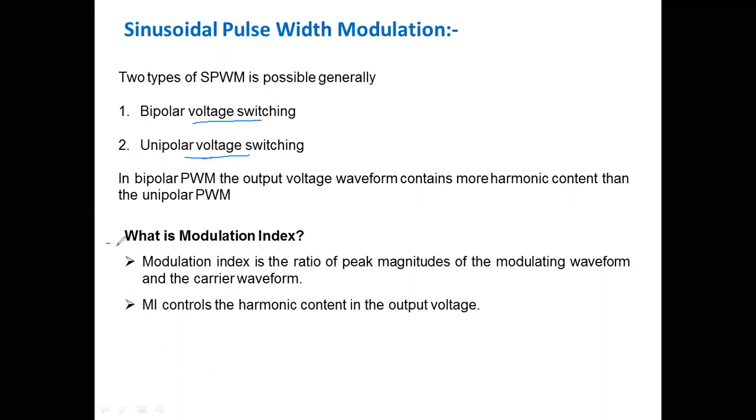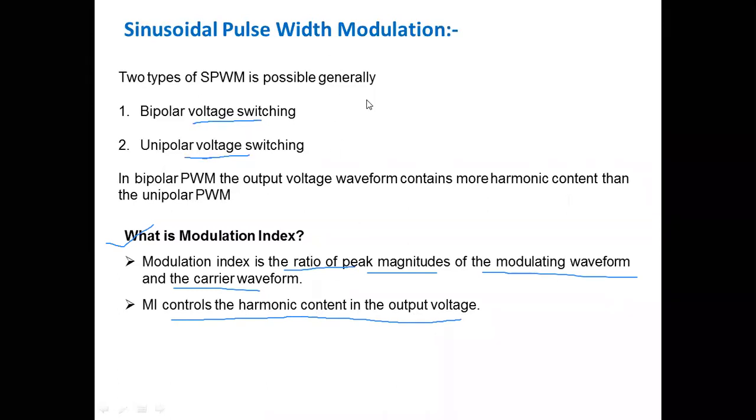Now, what is modulation index? As we studied earlier, the modulation index is the ratio of the peak magnitude of the modulating waveform, that means your reference signal, and the carrier waveform. The ratio of the peaks of these two is known as your modulation index. The modulation index controls the harmonic content in the output voltage. That is, in your inverter output voltage, it will control the harmonic contents. Sorry.